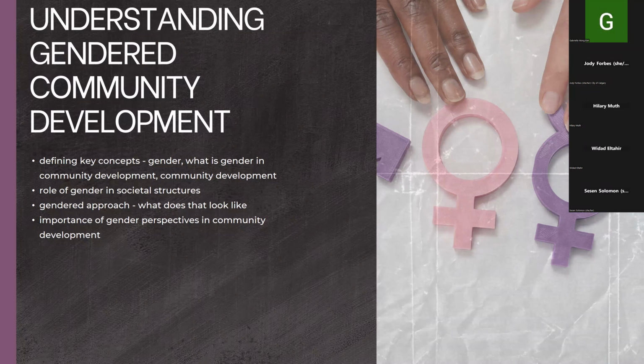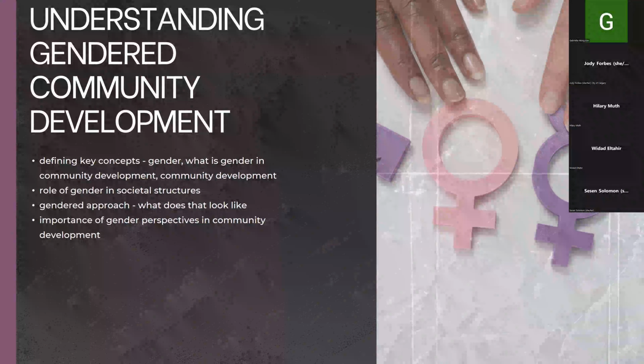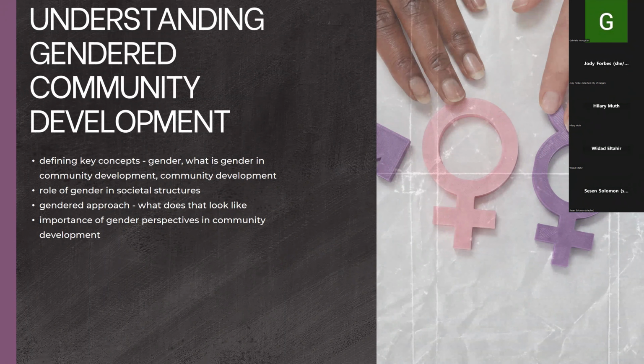It empowers women and other marginalized genders. It helps to build stronger communities. It encourages engagement of dominant genders. Oh my God. It fosters social justice by integrating these different perspectives into community development.